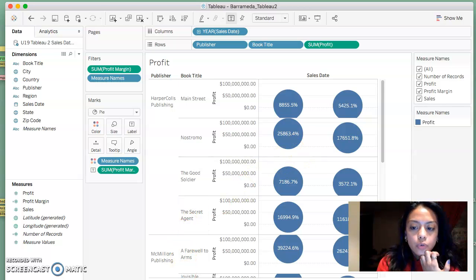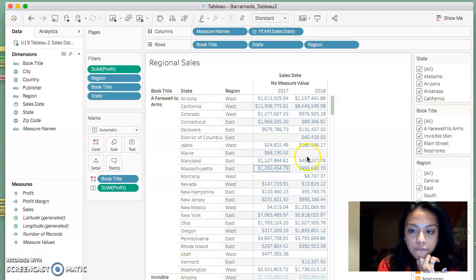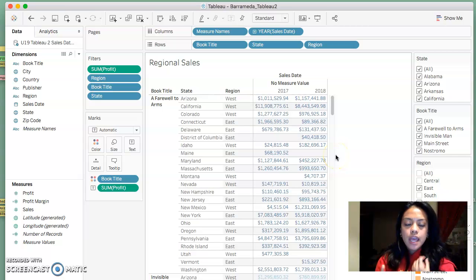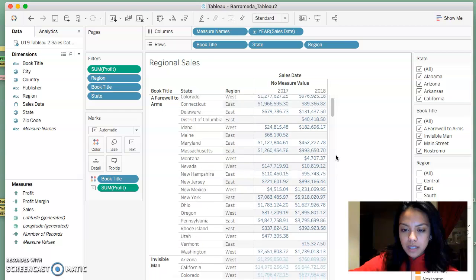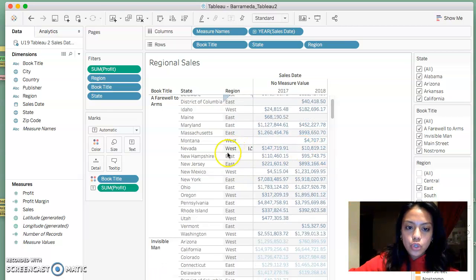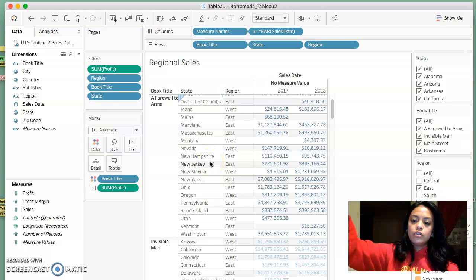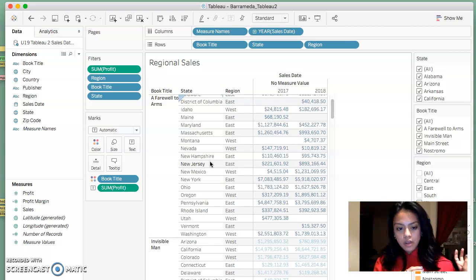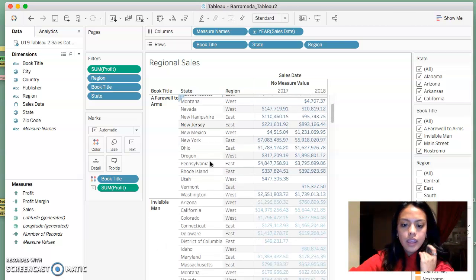So for my regional sales, this is my 4th sheet I created, and I thought regional sales was extremely beneficial because you have your central, east, south, and west, and I mainly focused my sales data on east and west because you get all the eastern states with a lot of people, and then all the western states with a lot of people as well.